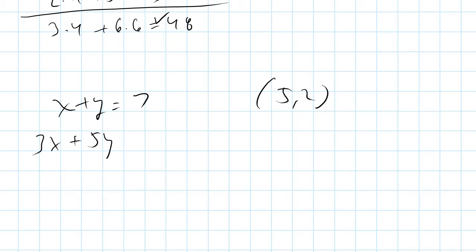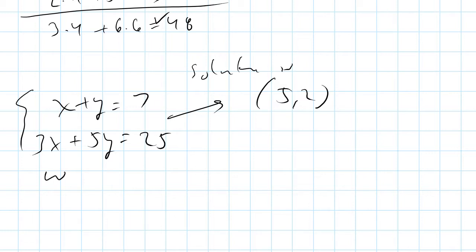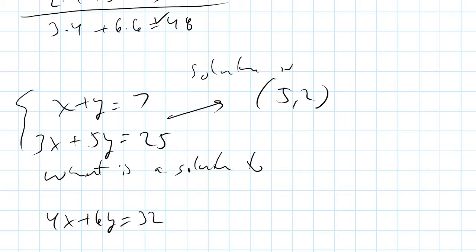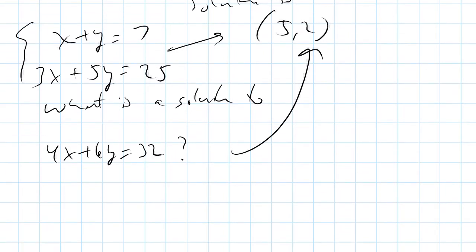3x plus 5y equals 25. And maybe I say the solution to this system of equations is 5, 2. You can verify that. And then say, what is a solution to 4x plus 6y equals 32? And the answer would be 5, 2 also.